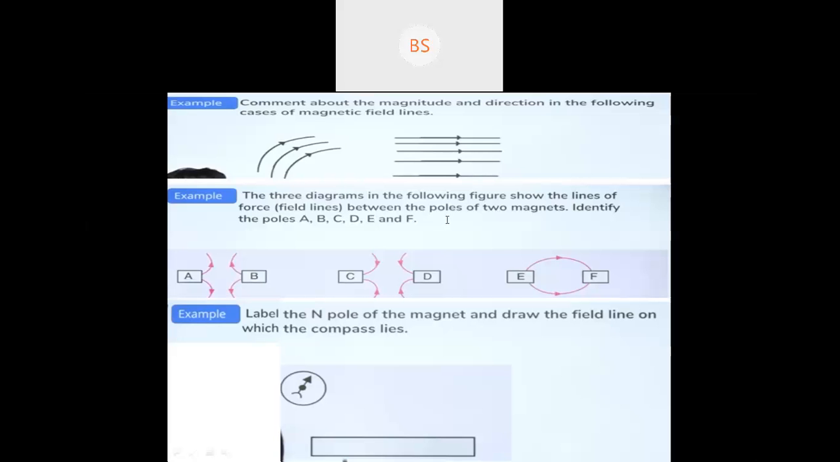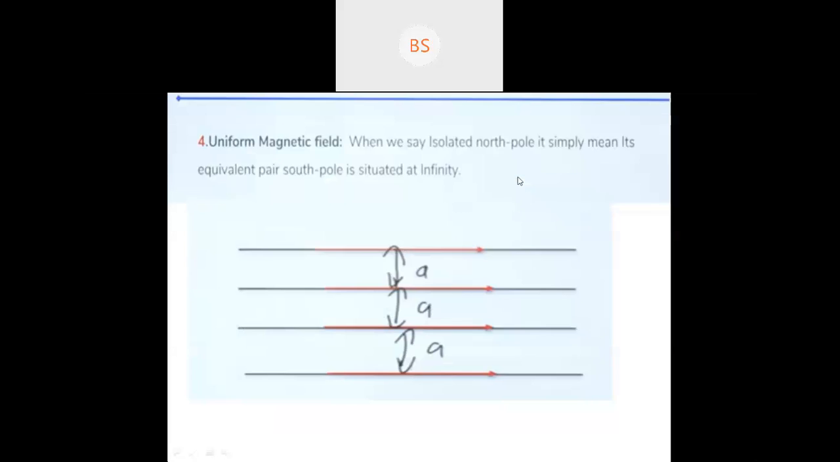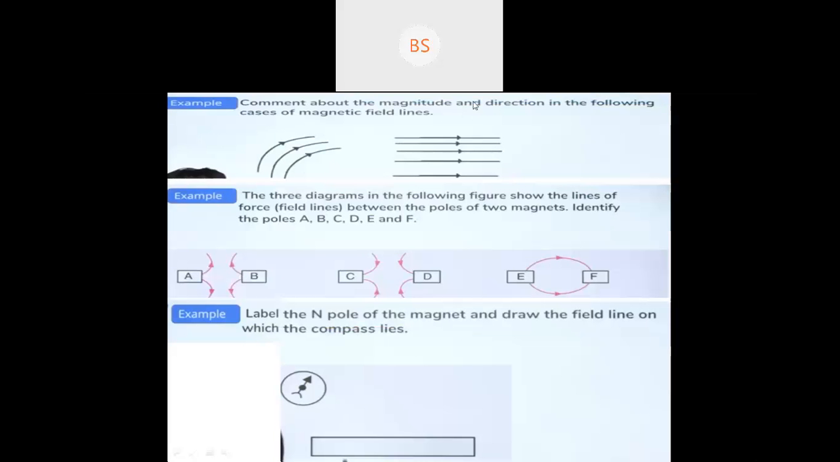Yes, North Pole. And B is which pole? You said A is North Pole. Yes, correct. Both are North Poles. Good. Why? Because you can see the direction of the magnetic field lines is away, going outwards. So both are north and north. This is also a North Pole and this is also a North Pole. Correct?